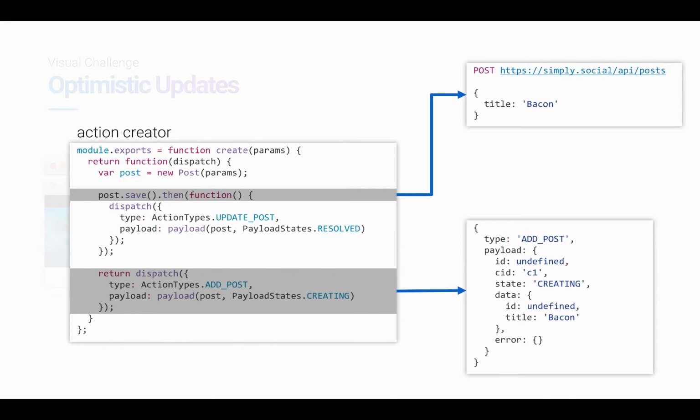And then we dispatch an action, shown on the right, to notify our application that the post is being processed. And the key callouts here are the ID, being that we don't have one yet, and the CID property, which is the client-side ID that was assigned to this post by the model that was just created.